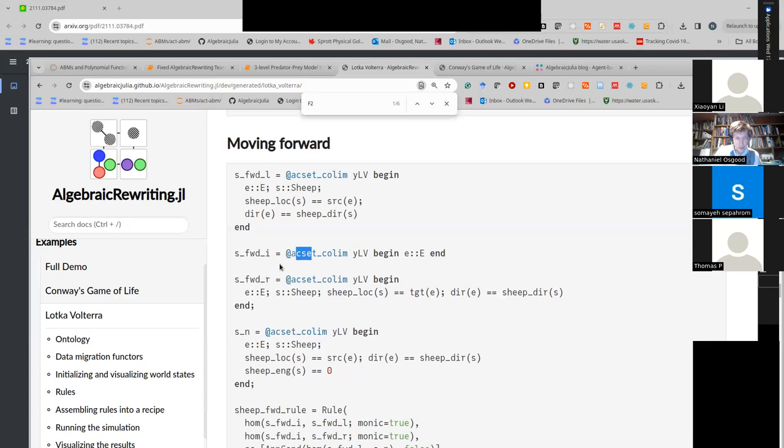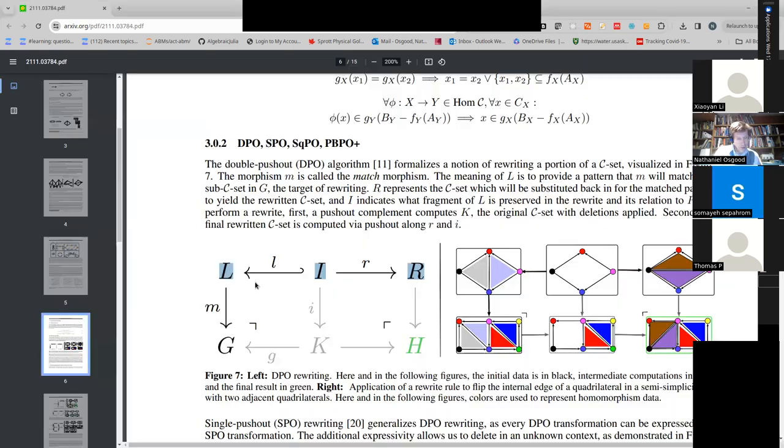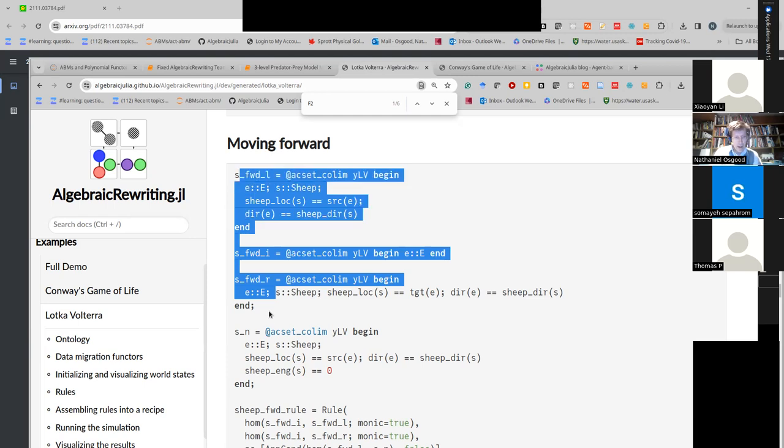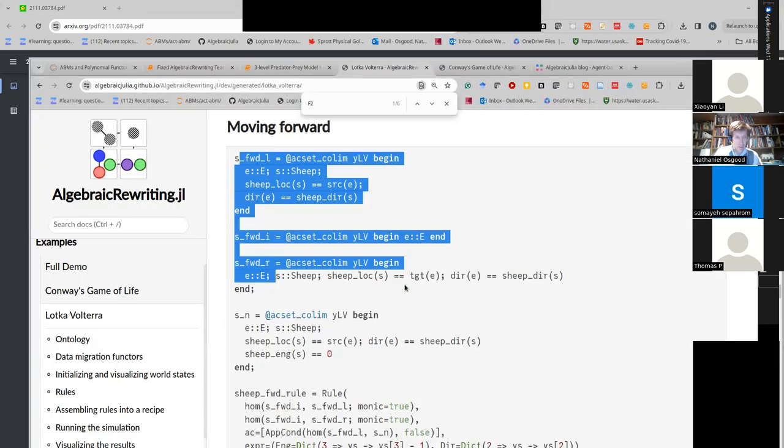That's the L. The I will be matching the thing that's invariant, which is the edge. The edge ain't going to change. It's the sheep which moves, not the edge. And R is the rewritten rule. So here we have an edge and sheep. And now the sheep is at the target of the edge because they followed the edge. They went along the edge. And the edge is still in the direction the sheep has been going, right? That's the edge we're talking about. So this is our L-I-R rewrite rule. These are all C sets specified in this declarative fashion.